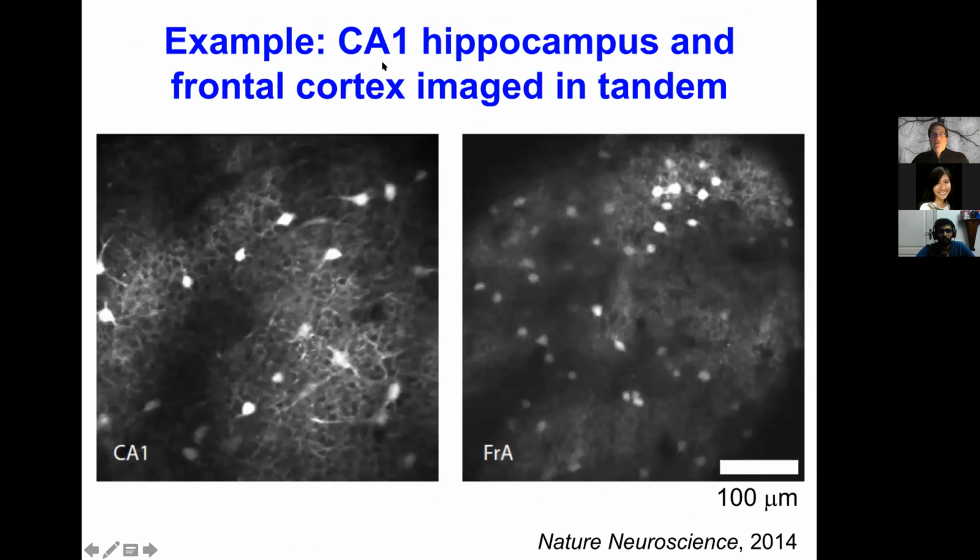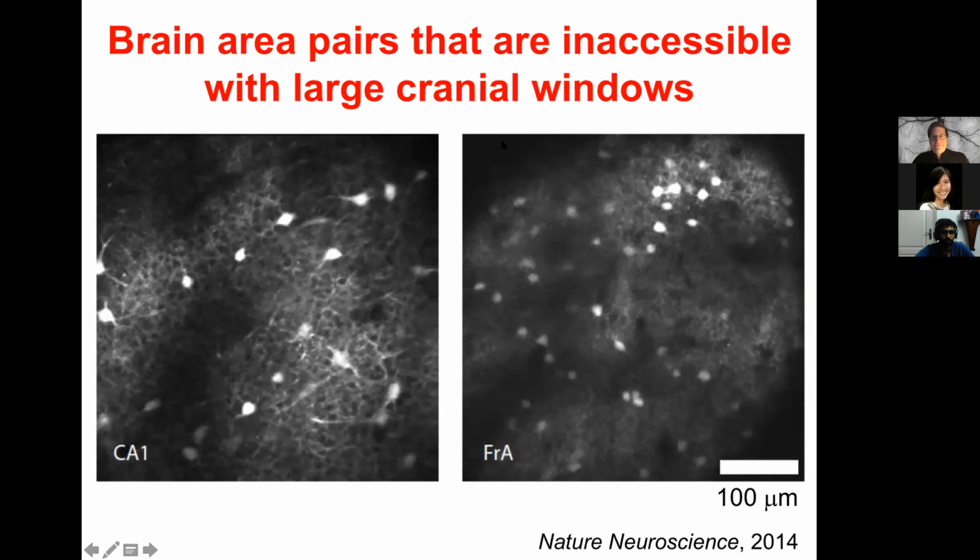Now, because these are microendoscopes, you're not limited to superficial areas. Of course, you can go in and image deep areas as well. So here's an example of a pair of images that was acquired in the CA1 portion of hippocampus, as well as a frontal association area in the neocortex. And so one important takeaway from this portion of the talk is that this double-armed microscope can image pairs of brain areas that are inaccessible through large cranial windows.